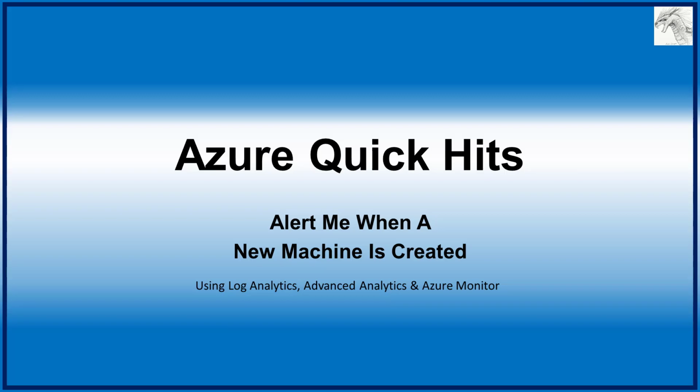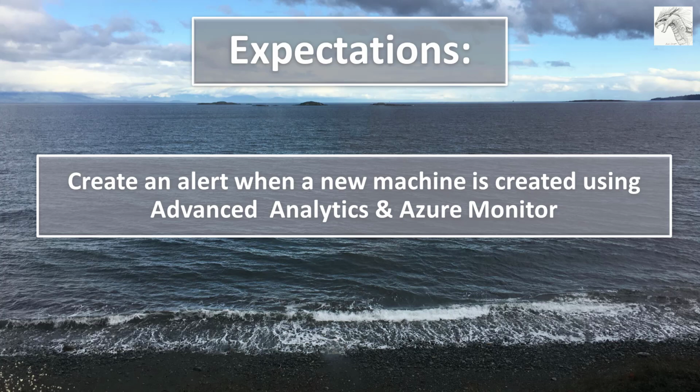Hey everyone, this is going to be the fastest Azure Quick Hit I've ever done. All we're going to do today is set up an alert that will work inside a subscription to tell you when a new machine has been created in that subscription. It won't trigger on a restart and it won't trigger on a resize. It'll just trigger on a new machine being created. All right, let's get started.